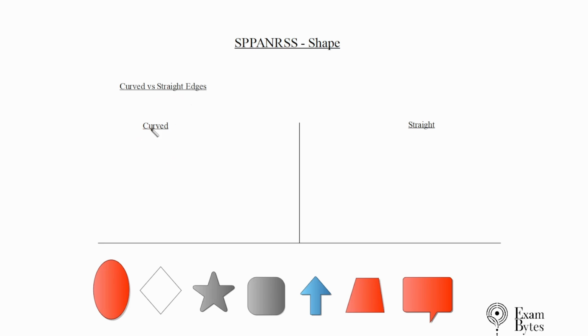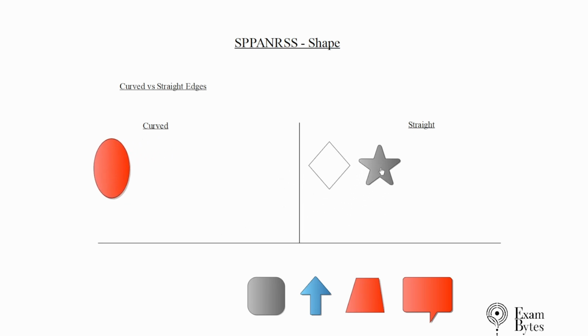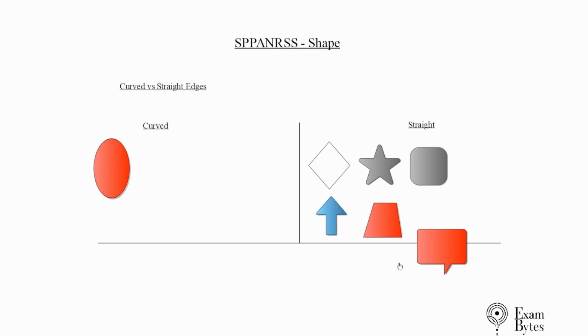Curved edges, of course, are very rounded, and straight edges are very straight lines. So let's look at the shapes, and we're going to see, does this have curved edges or straight edges? Of course, this has curved edges. What about this 4-sided shape? Straight edges, of course. What about the star? This is actually straight, because as you can see, the edges are very straight, but it's the corners that are rounded, so we put it in the straight edge side. What about this one? Also straight, because remember, it's the edges that we're considering here, not the corners. The arrow is also straight, the trapezium also straight, and the speech bubble also straight. As you can see, all the edges are straight.